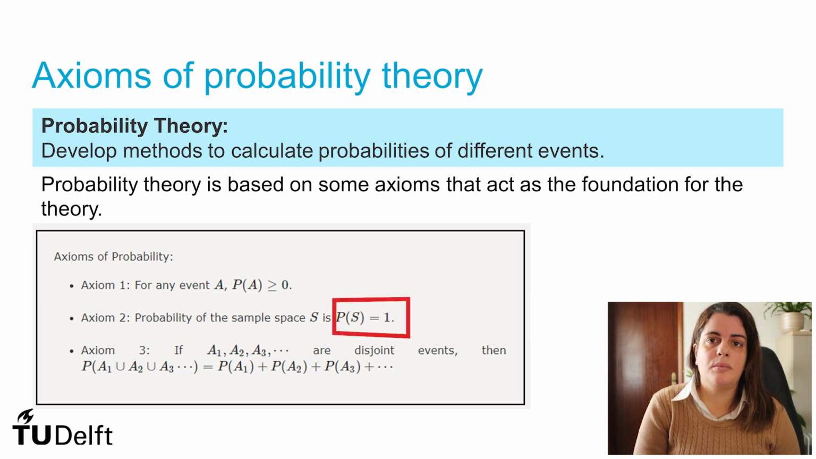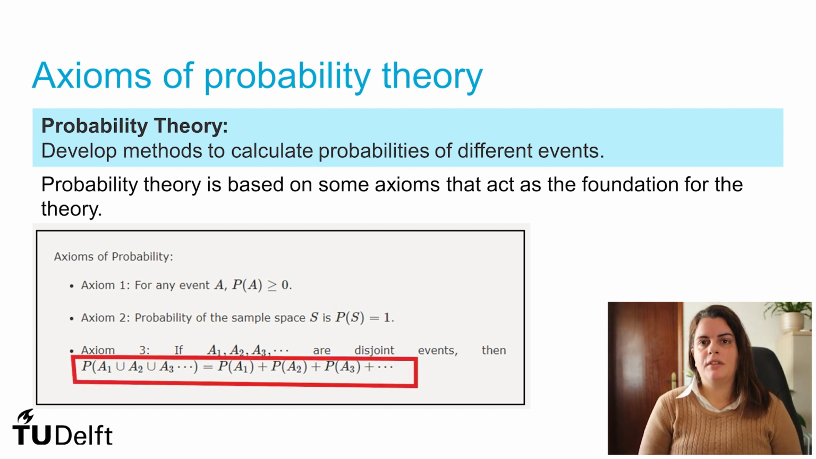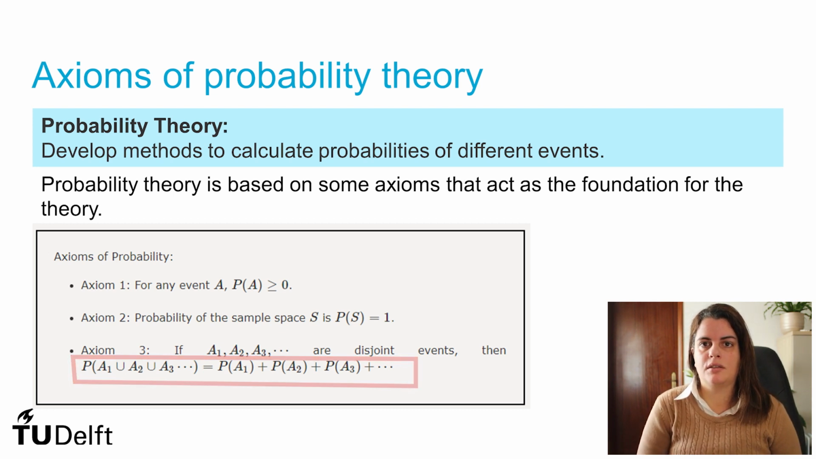The second axiom being that the probability of the sample space equals 1. And finally, that the probability of the joint events is the sum of the probabilities of each of the events considered.